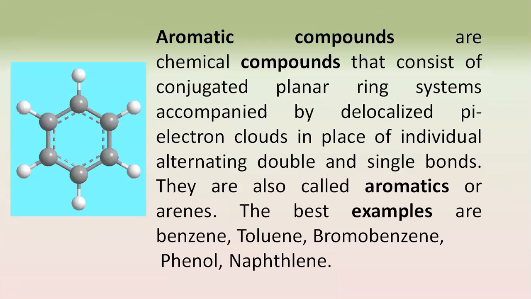Aromatic compounds are chemical compounds that consist of a conjugated planar ring system. This is a conjugated planar ring system having alternate double bonds and single bonds, and there is a delocalization of pi electrons. These pi electron clouds are in place of individual alternating double and single bonds. And therefore they are called aromatics or arenes. The best examples are benzene, toluene, bromobenzene. These are the examples of aromatic hydrocarbons.